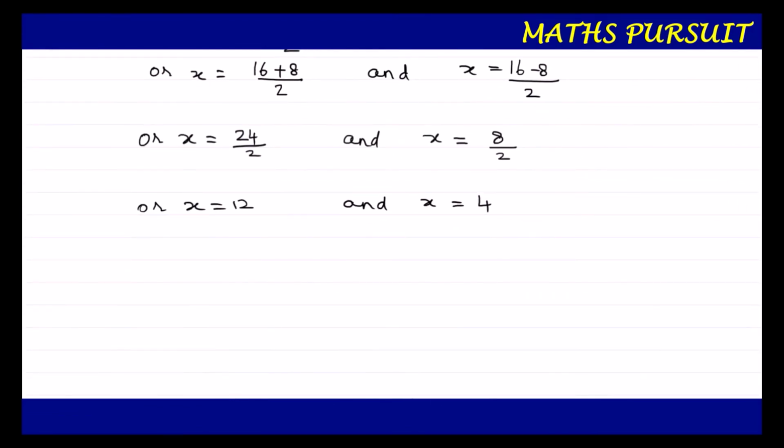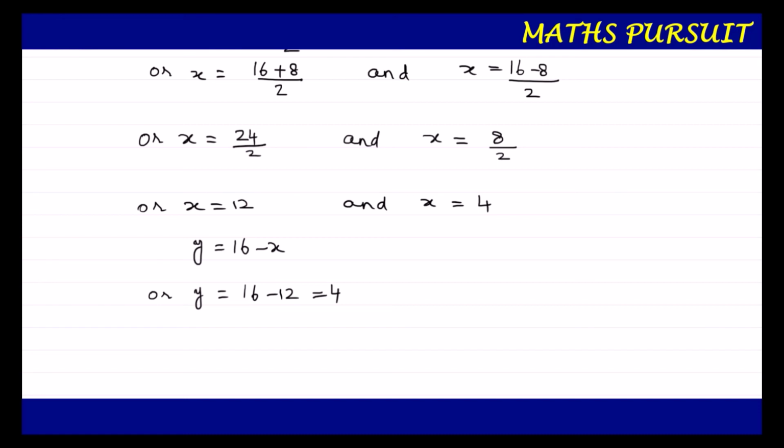So as per equation number 1, we have y is equal to 16 minus x, or I can write y is equal to 16 minus 12, that is equal to 4. This is what we got. We got x is equal to 12 and y is equal to 4. Now guys, these are the two things that we got. When x is equal to 12, we got y is equal to 4.